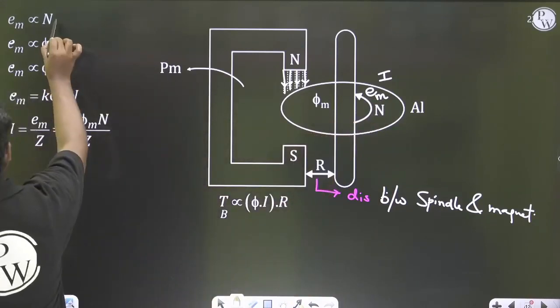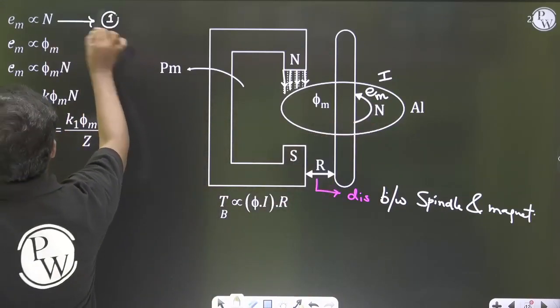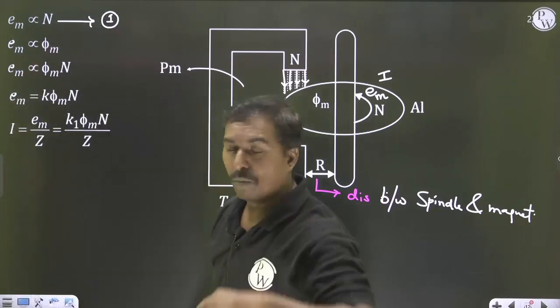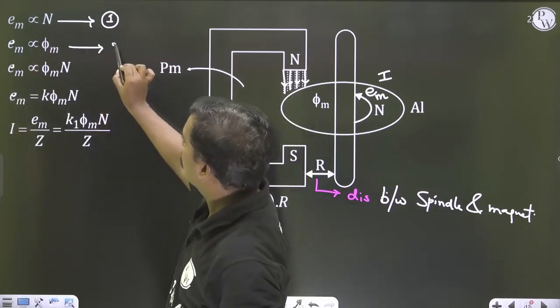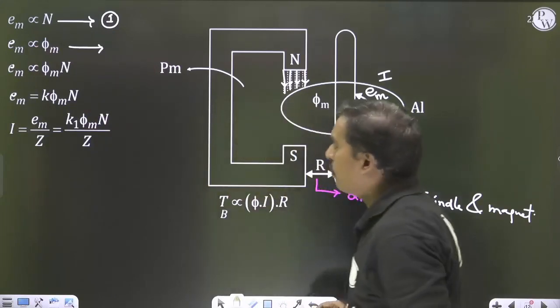So EMF is proportional to speed of rotation. This is the first equation I'm taking. And EMF is also proportional to the cutting flux. Cutting flux, yes or not? The two equations I have taken.